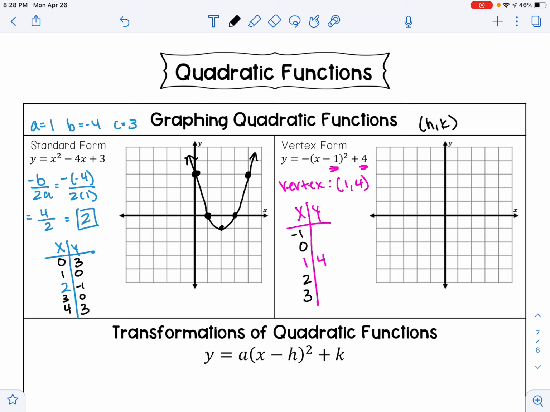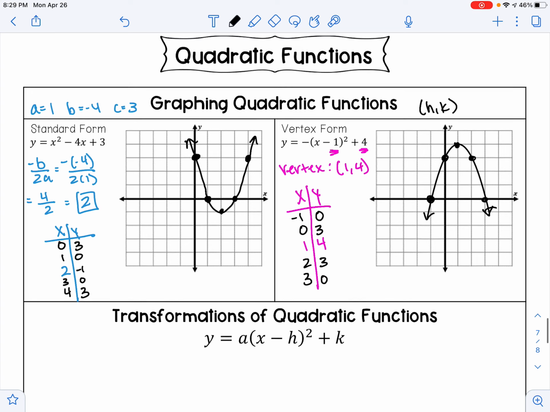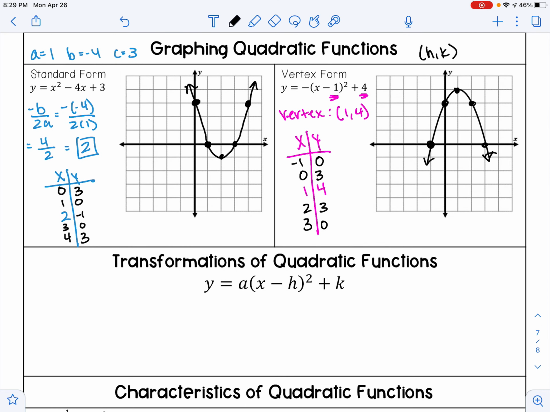And so when I do that, for -1, I get 0. 0 is 3. 2 is 3. And 3 is 0. And so then here is my parabola on this one. And then I have the transformations of a quadratic function.